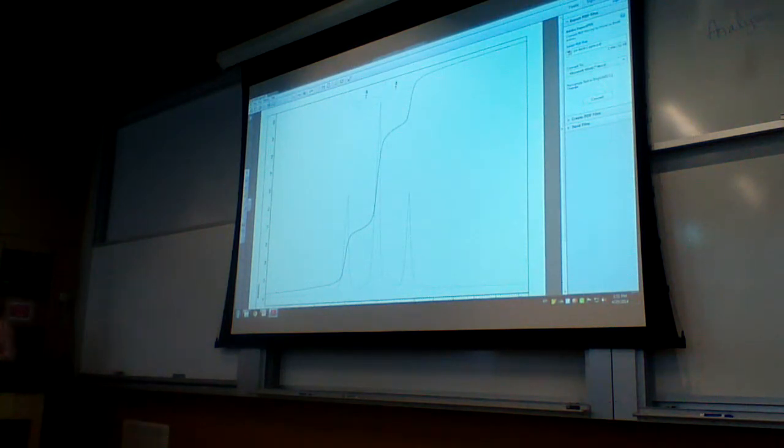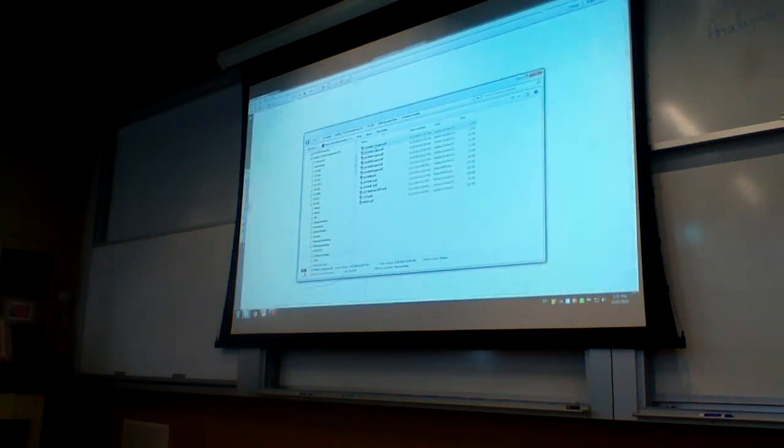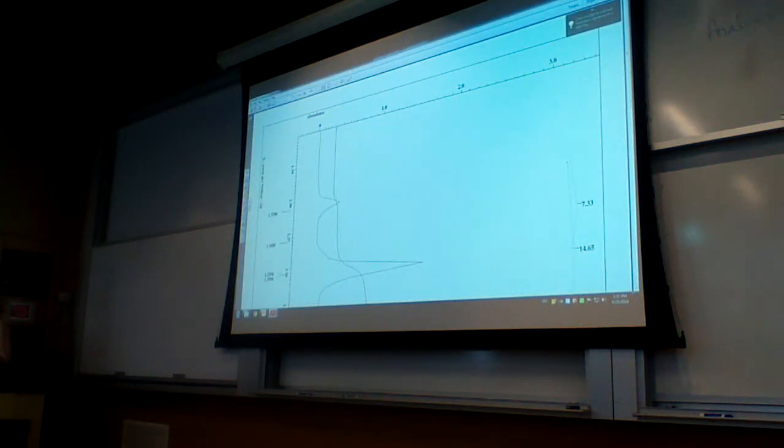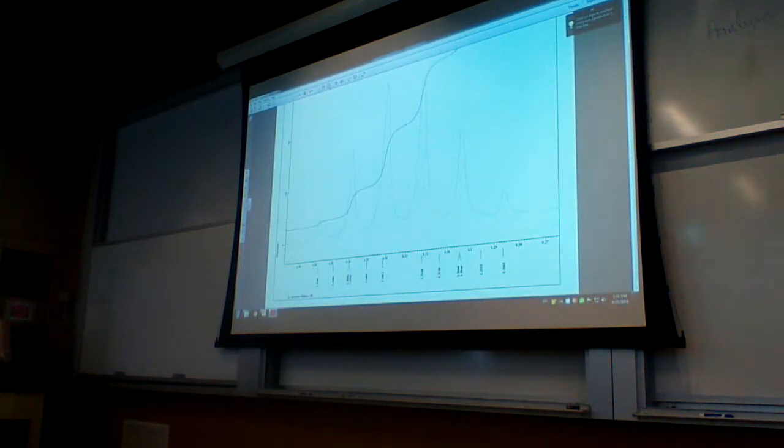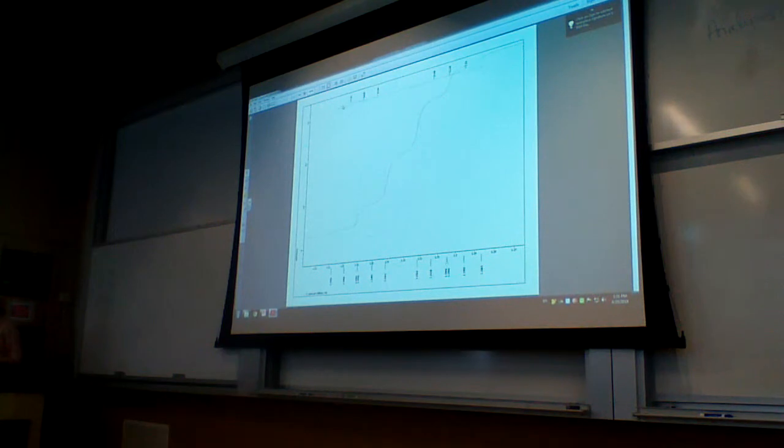And if I pull up the next peak over, the 7.33 is the coupling of the peak for F, this sextet looking thing.